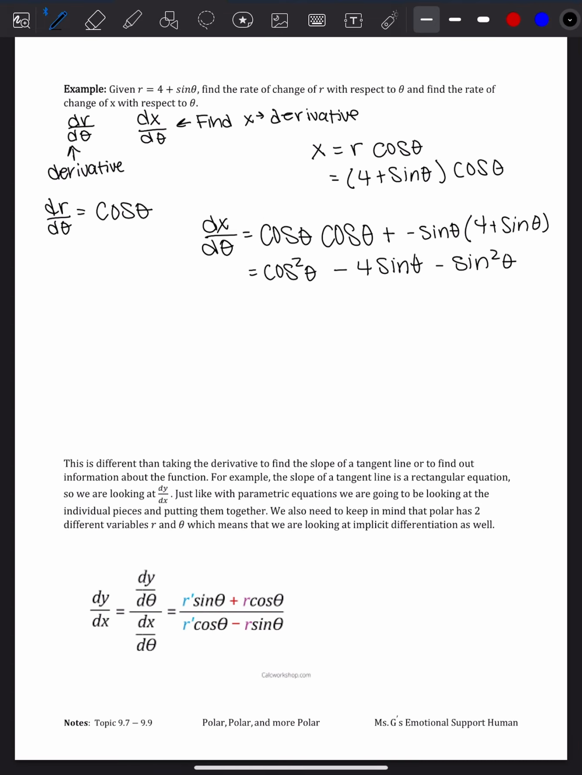So all of this is just taking the first derivative. We're going to have to look a little bit more into taking the derivative with respect to x versus with respect to theta. So just like parametrics, if I want to take the derivative with respect to x, I'm going to have to do a little bit more work. In the next little bit, we're going to talk about both dy over dx and second derivatives and what that looks like.